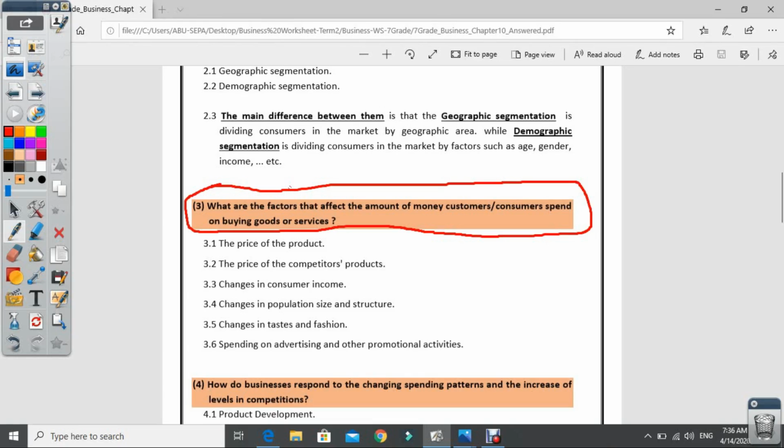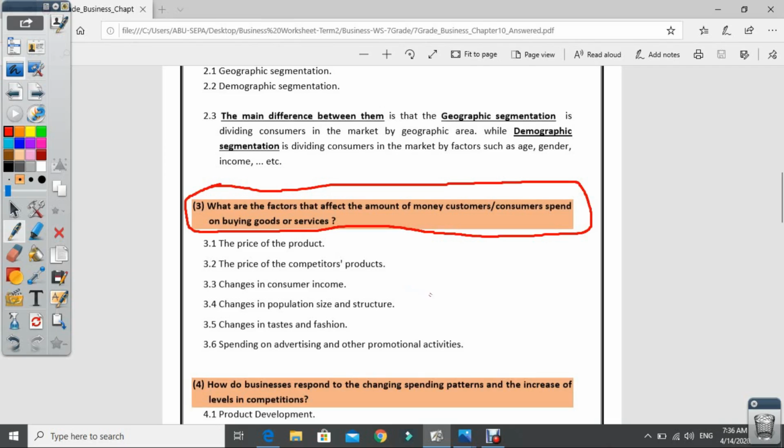The second one is the price of competitors' products. Most businesses are in very competitive markets. So if the products of businesses are very similar, then consumers are most likely to buy the product that has the lowest price.